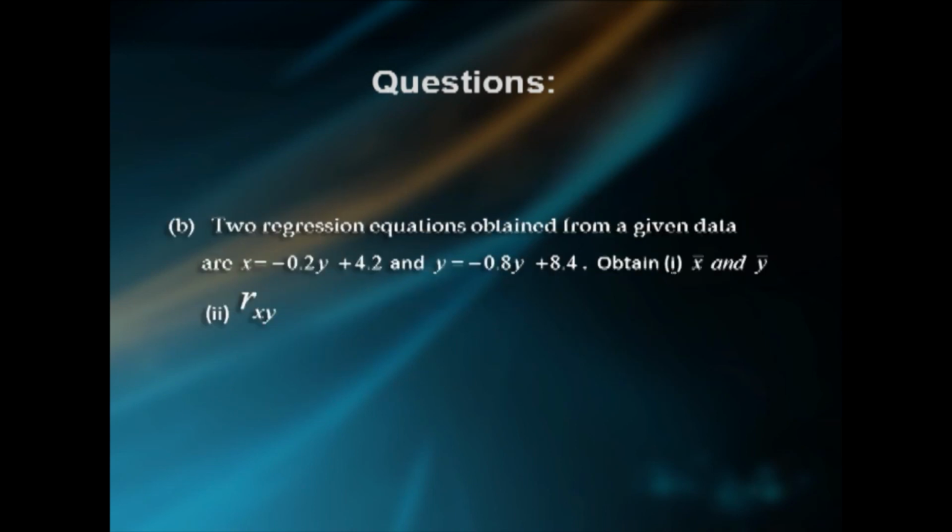Next, two regression equations obtained from a given data are x equal to minus 0.2 y plus 4.2 and y equal to minus 0.8 x plus 8.4. Obtain number 1, x bar and y bar, and number 2, rxy.